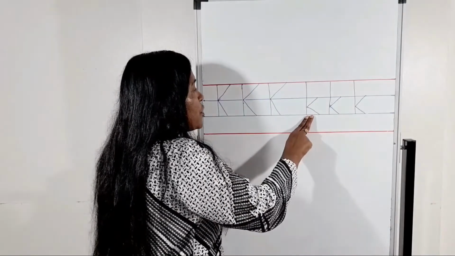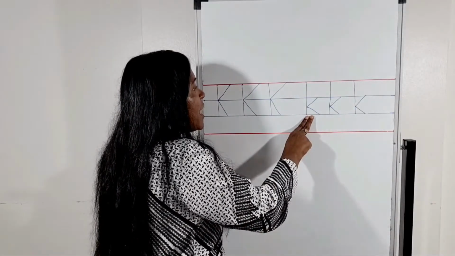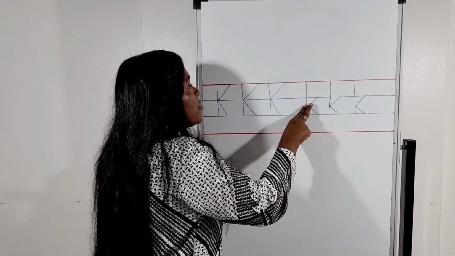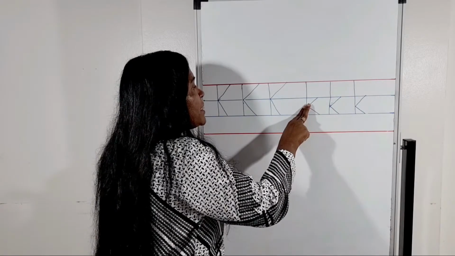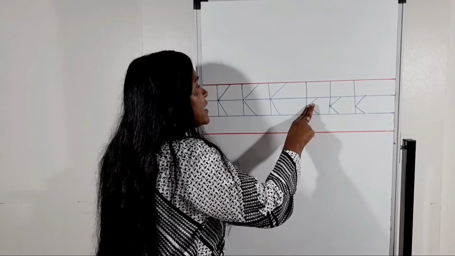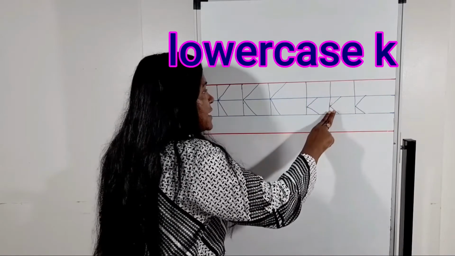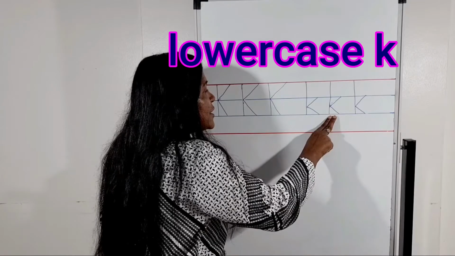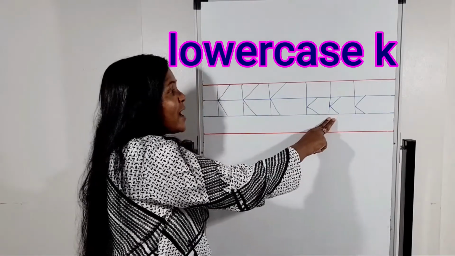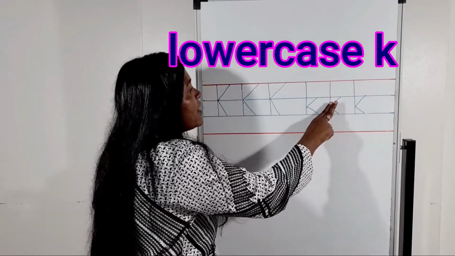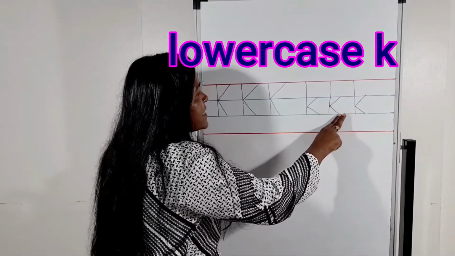Standing line, go down to the second tummy line. Go to the middle of the two tummy lines. Slanting line, slanting line. Standing line, goes to the second tummy line. And go to the middle and slanting line and slanting line.